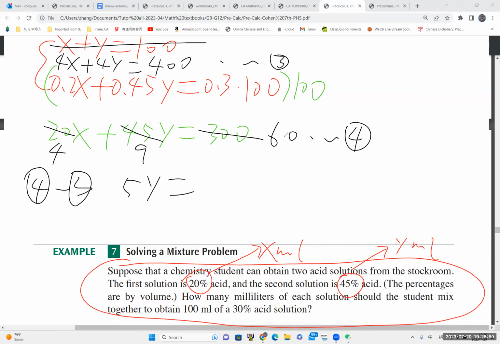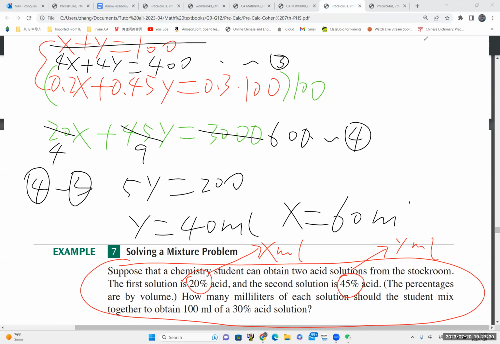What's here? Oh, hold on, something is wrong here. 3 times 100 is 300, and 30 times 100 is 3,000. Then after dividing by 5, we get 600. Anyway, then it's 600 minus 400. We get 200. So y equals 40, and x equals 60 milliliters. All right.